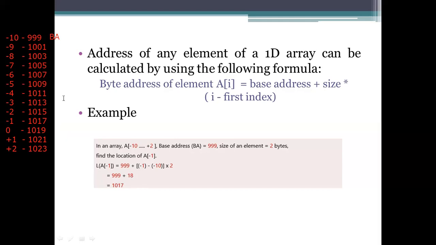So 9 spaces means 9 into 2, 18 bytes. After the 18 bytes, you will have the element to access the address here. So -1 resides at 1017. Okay, so that is the actual calculation of the byte address which is being used for this set of arrays.